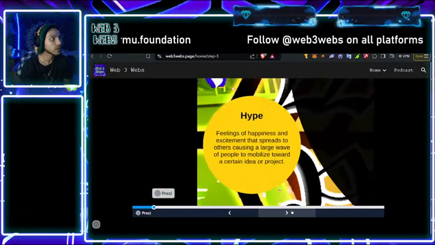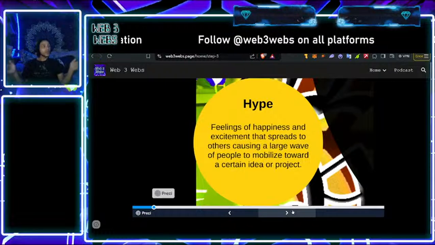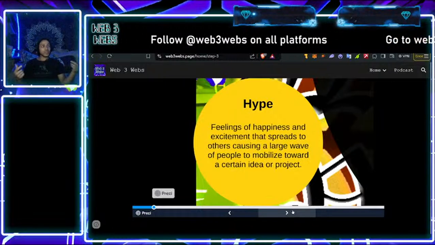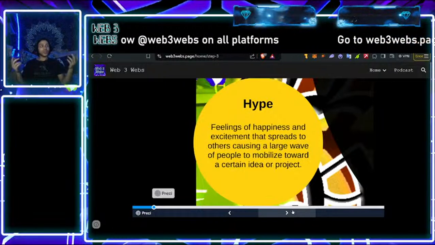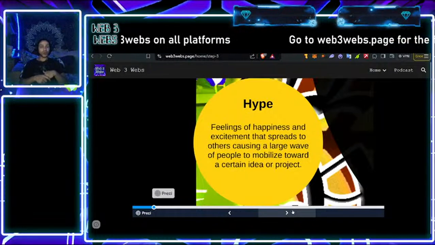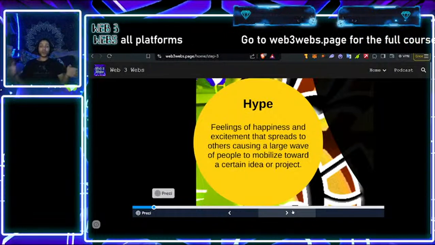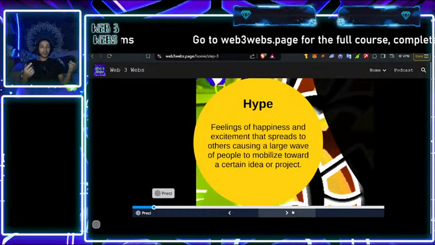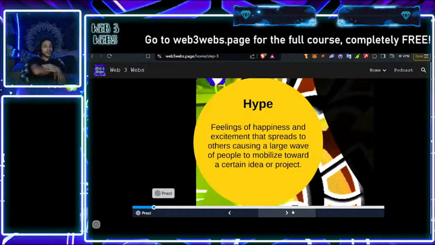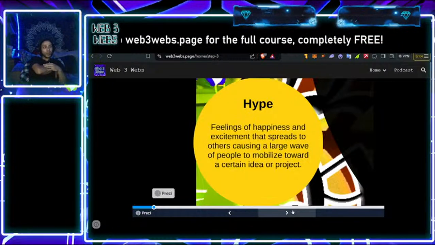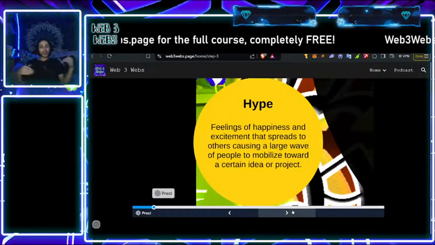We did HODL. So now let's go to hype. Hype is feelings of happiness and excitement that spreads to others, causing a large wave of people to mobilize towards a certain idea or project. And hype is like Web3, the majority of it runs off of hype.